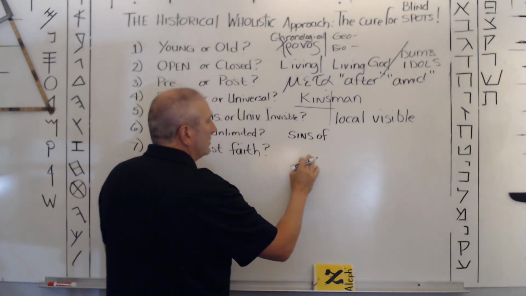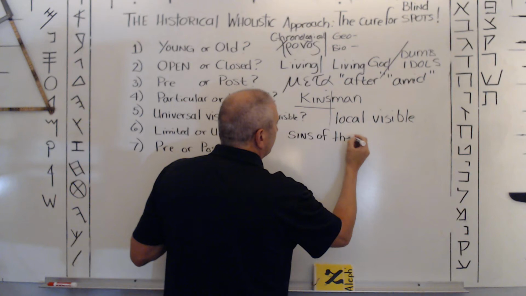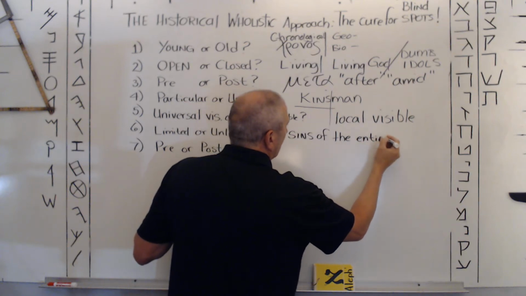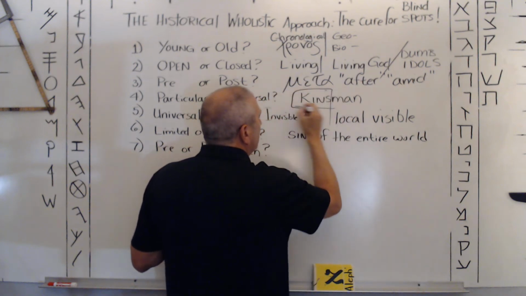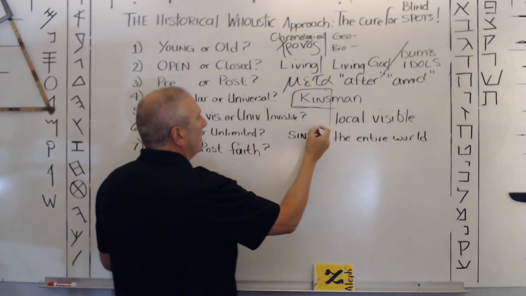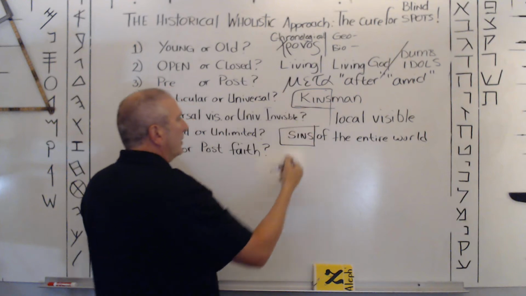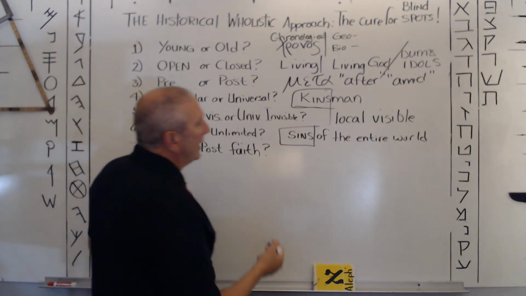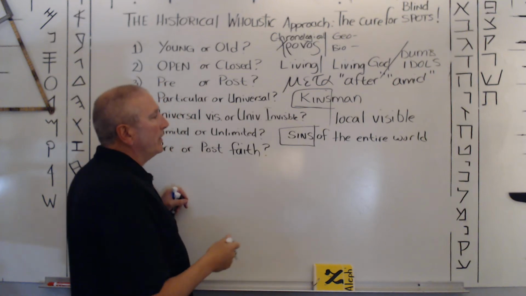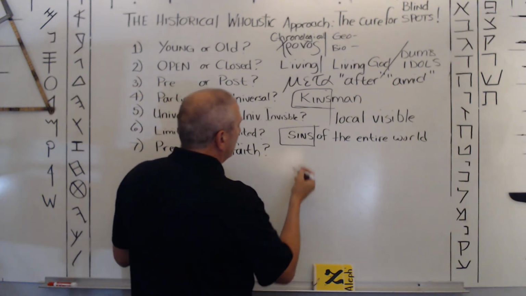Not only our sins, but the sins of the entire world. So here we have that redemption is for kins, and atonement is for sins. So the Bible clearly demarcates those two. Pre or post faith? You remember that axiom of Reformed theology is that regeneration precedes faith.